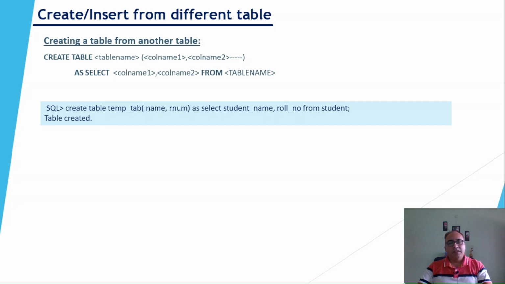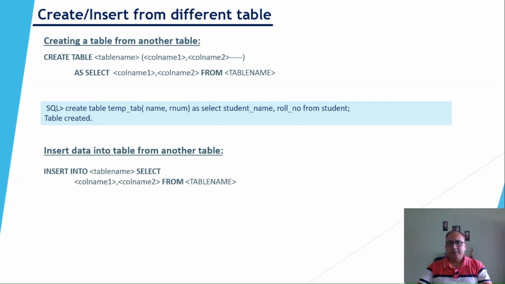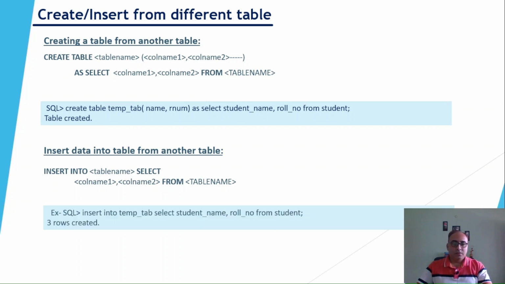Now let's see how we can insert records in a table from a different table. For that, this is the syntax. This is also very straightforward. Insert into table name, the target table name, then your select statement. Here also your table schema should match the columns you are selecting in your select query. Let's look at the example. We are inserting records in a temp table and we are selecting columns from student. So it will pull all the rows in the student table and insert them into the temp table.